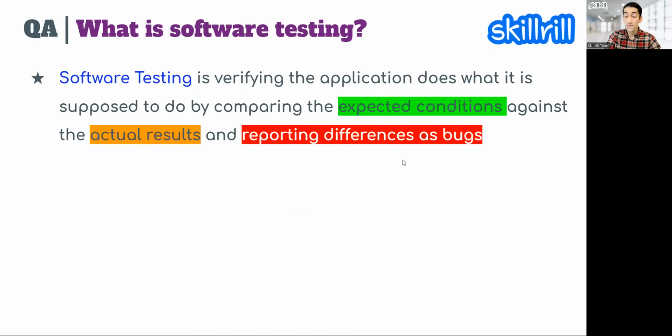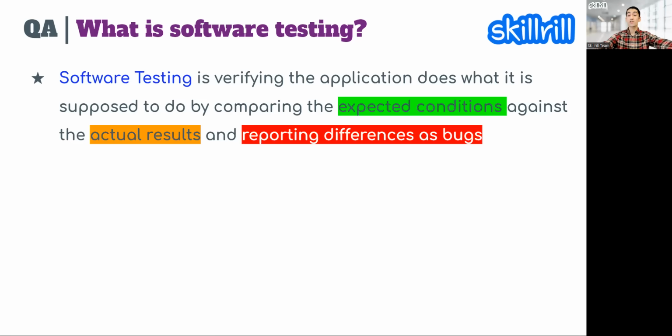It is verifying or checking that the application, or the software, does what it is supposed to do by comparing the expected conditions against the actual results and then reporting the differences as bugs. Right? Maybe a little bit wordy, but the idea is the same.